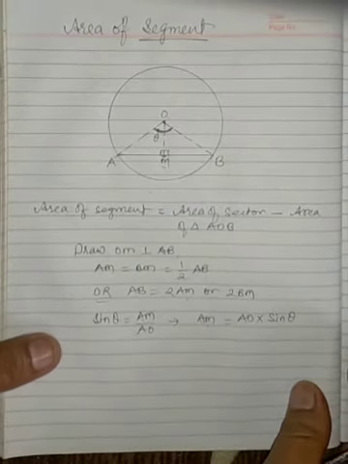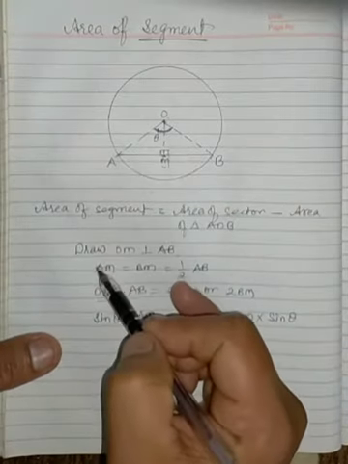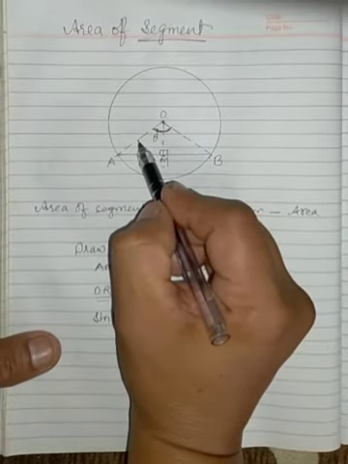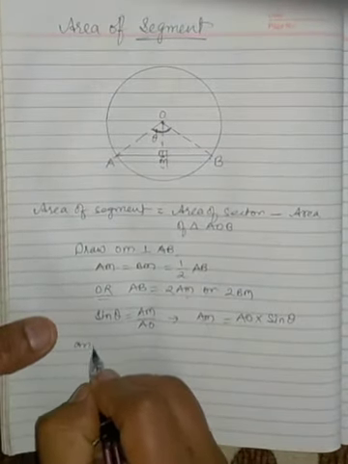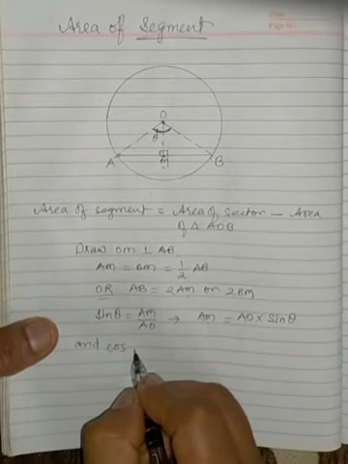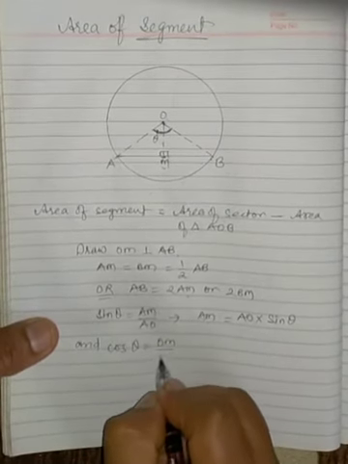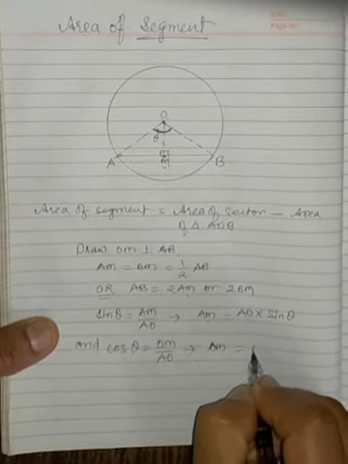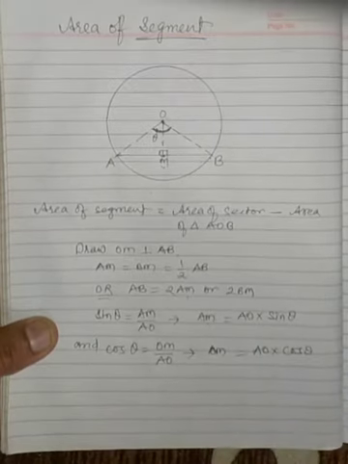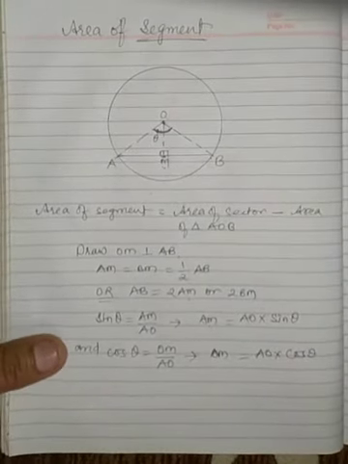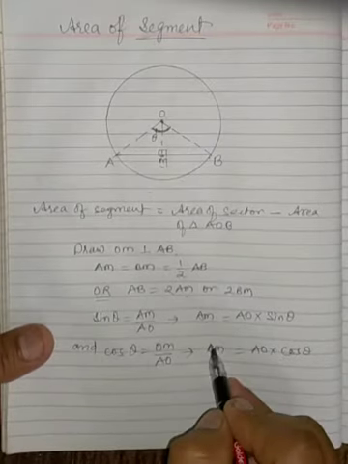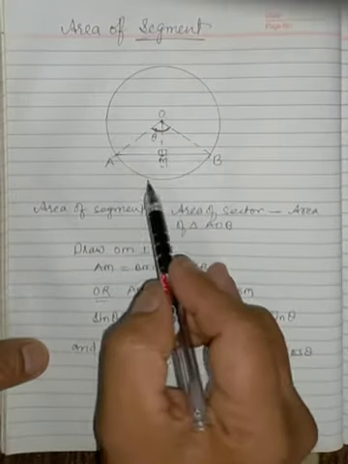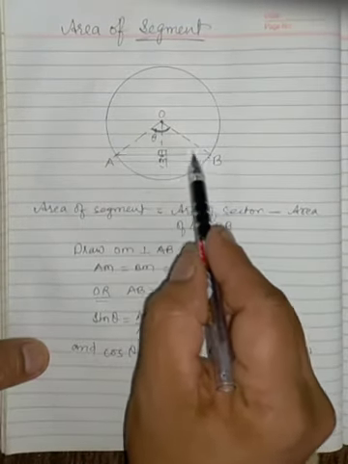Okay. And OM is also not given to us. So we will use OM with the radius AO, base and hypotenuse, in cos theta. To find OM, we use cos theta is equal to OM upon AO. That is, OM is equal to AO into cos theta. And again, by using theta, we can find OM. So in this way, we can find the area of triangle AOB by half into base AB into OM.